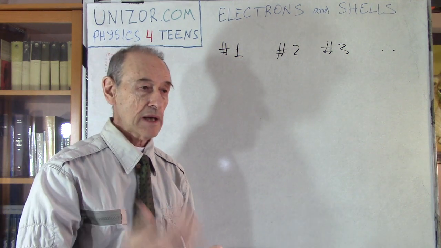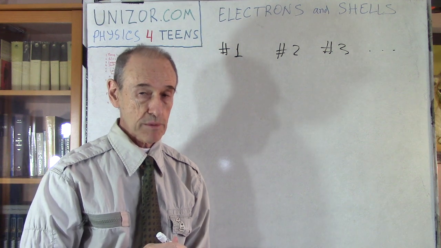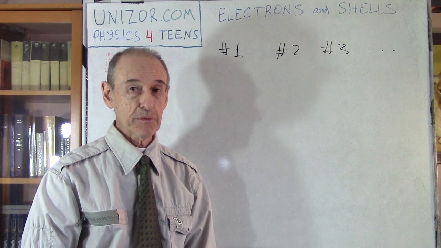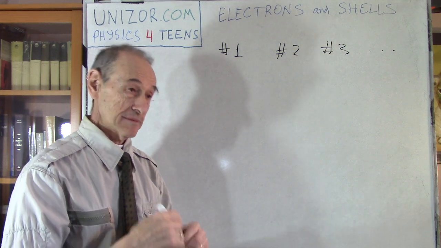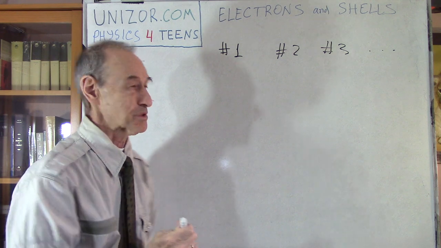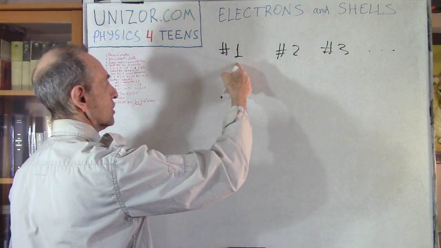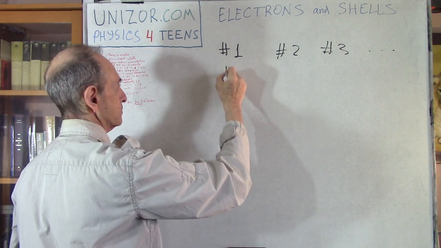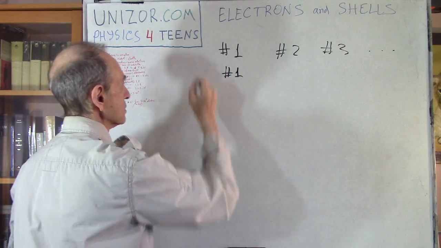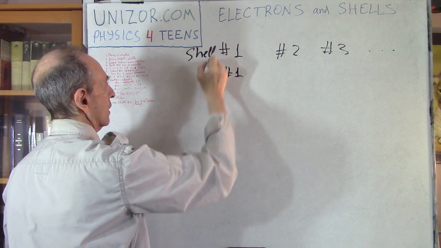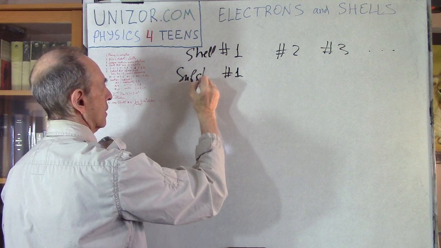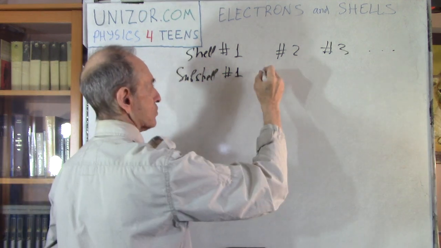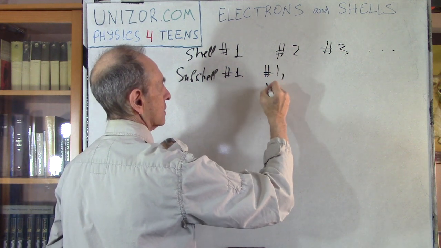Now, the next step was, as I was saying, subshells. Apparently, and that's what physicists came up with, and again, it looks mathematically quite beautiful, they're saying that shell number one contains only one subshell, number one. So this is a shell, this is a subshell. Shell number two contains two subshells, number one and number two.